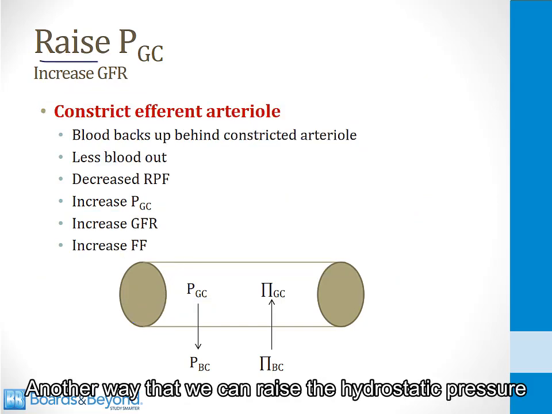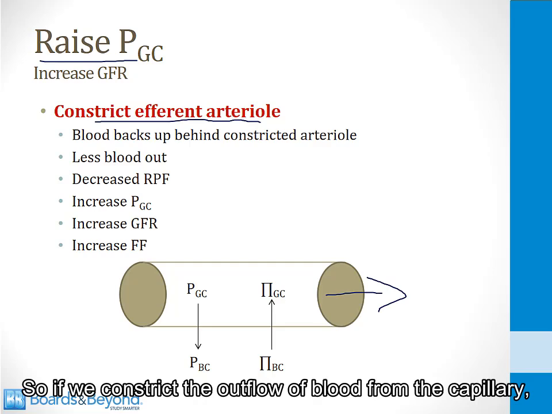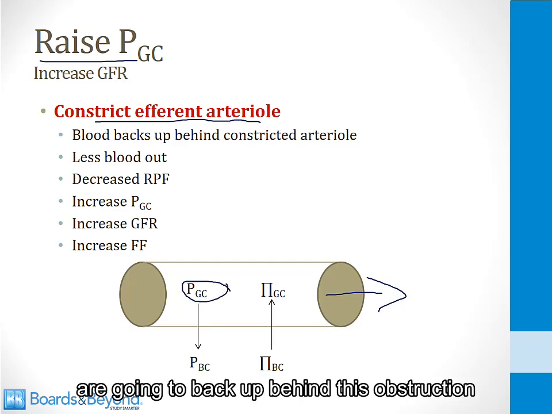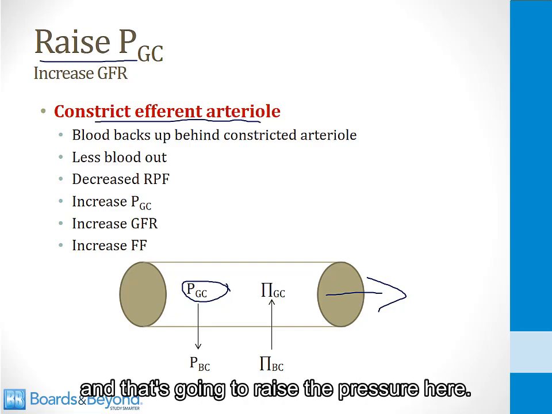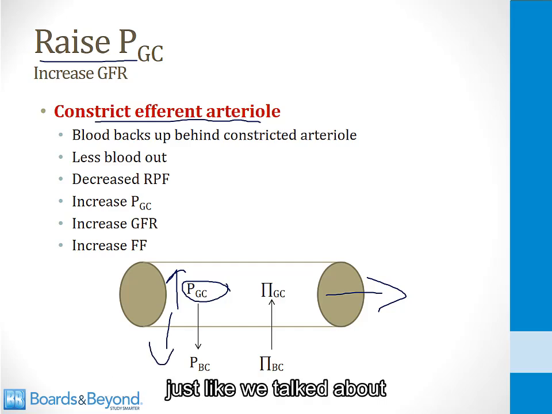Another way that we can raise the hydrostatic pressure in the capillary is by constricting the efferent arteriole. So if we constrict the outflow of blood from the capillary, this is going to raise the hydrostatic pressure in the capillary because blood molecules are going to back up behind this obstruction, and that's going to raise the pressure here. That is also going to increase the GFR, just like we talked about with dilation of the afferent arteriole.